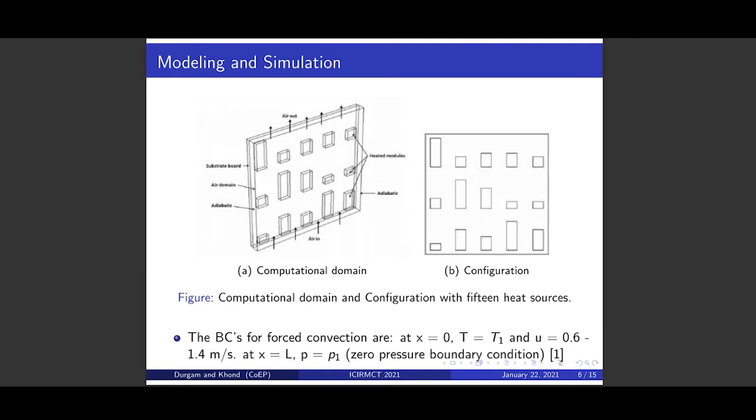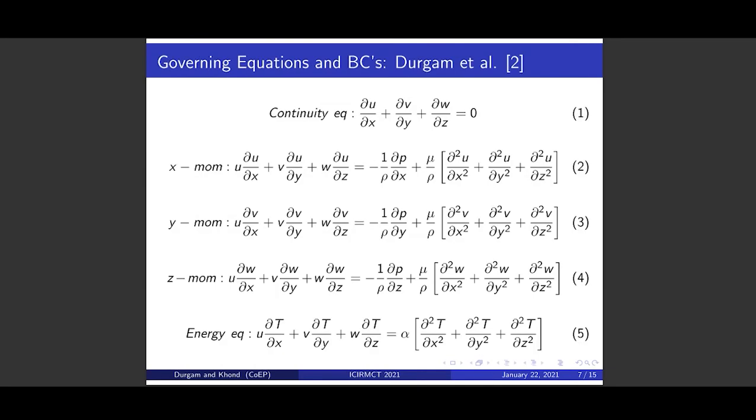The boundary conditions for forced convection at the entry of air at x equals 0: T equals T1, that is ambient temperature, and velocity u equals 0.6 to 1.4 meter per second, and at x equals L, that is at the exit, P equals P1, that is the atmospheric or ambient pressure. The software solves the famous Navier-Stokes equations of continuity, XYZ momentum equations, and energy equations for solids.